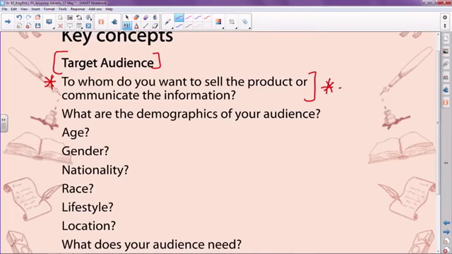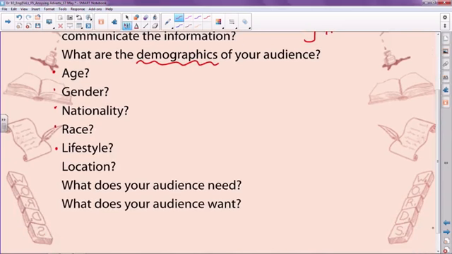And then you ask yourself, what are the demographics of my audience? What is their age, their gender, their nationality, their race, their lifestyle, their location? What does your audience need? What does your audience want? If you answer all of those questions, what that really helps you to do is to shape a very powerful advert. So let's start practicing working through some adverts together.